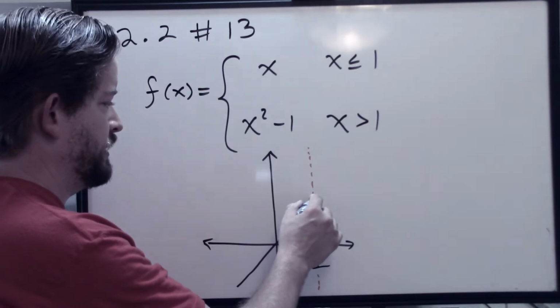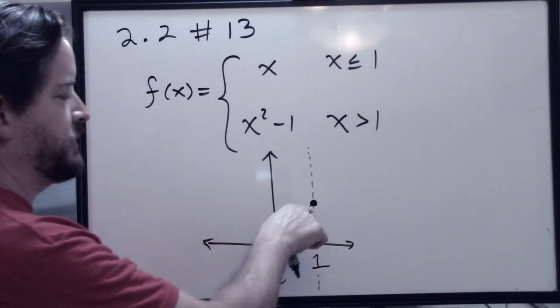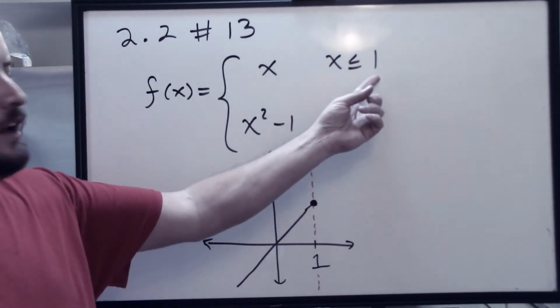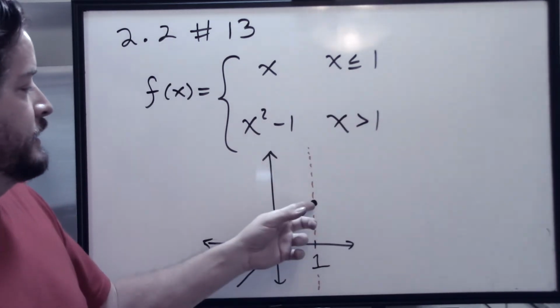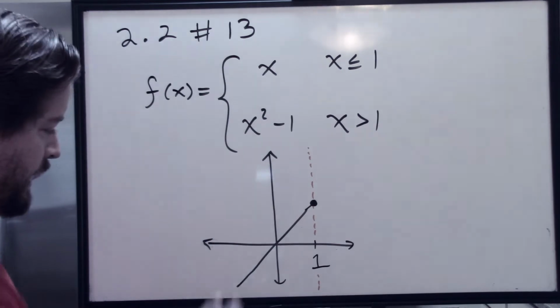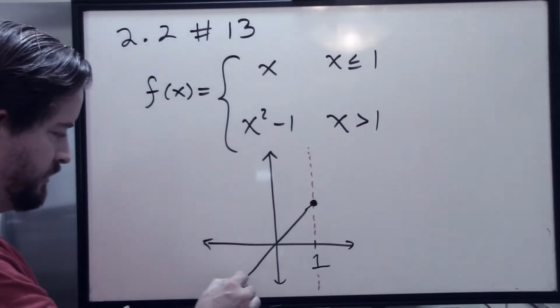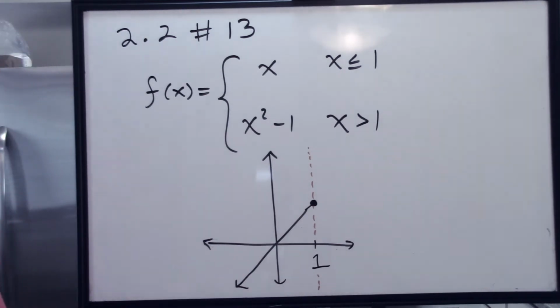And it comes up to this point and then stops, and I'm going to put a solid dot because it's valid at 1, because this is valid when x is less than or equal to 1. And so it's a darkened in spot, and then this just goes off to the left forever, so arrow down that way, right?